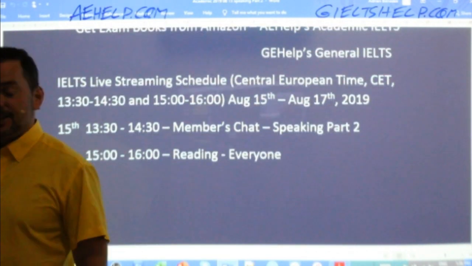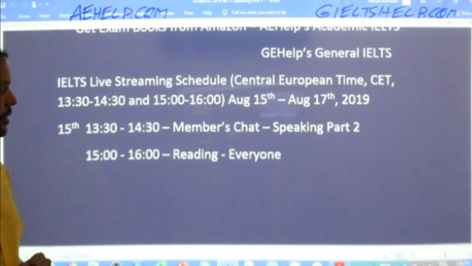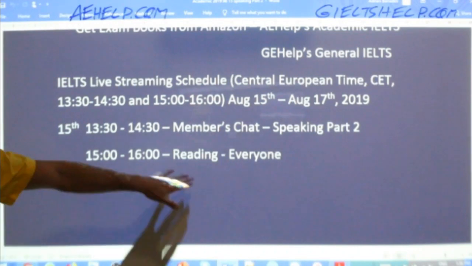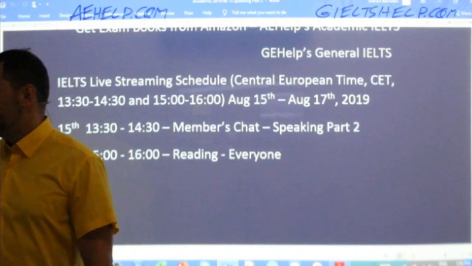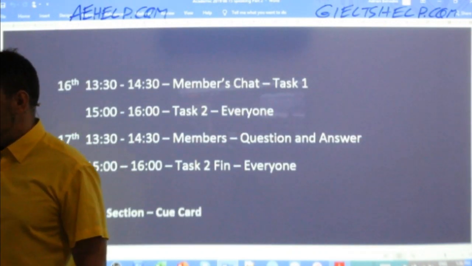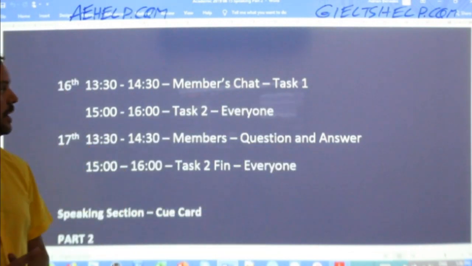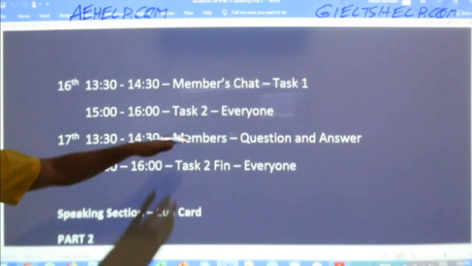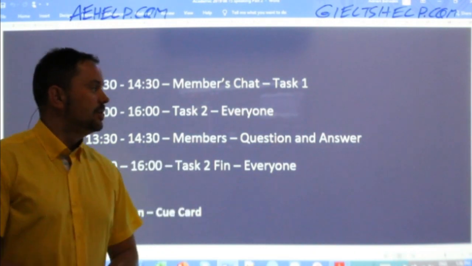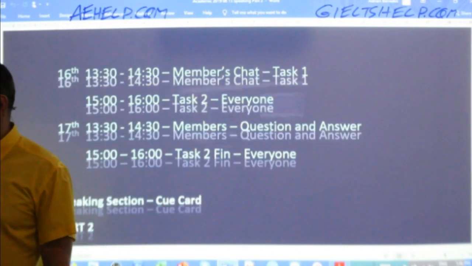Students, here is our schedule for the week. I posted this on the channel comment board also. Today, speaking part 2, we will look at an interesting question, followed by reading for everyone. Then tomorrow, we will take a task 1 chart and then a task 2 question. And we'll have a Q&A session for members this week as well, and then we'll finish that task 2 that we start from the day before.